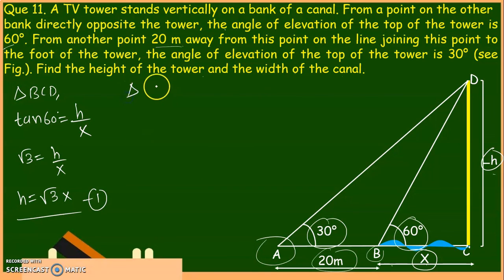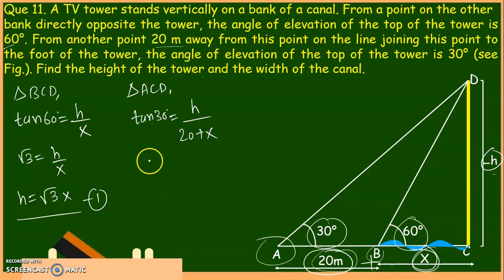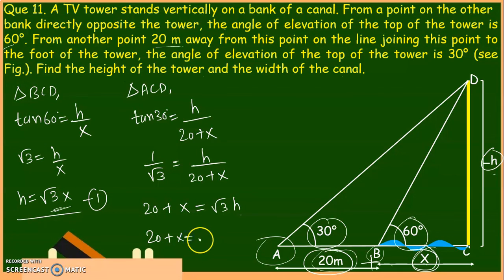And now consider the another triangle, that is ACD. In this triangle, you can say tan 30 degree will be equal to opposite side, that is h, and adjacent side, that will be equal to 20 plus x. So tan 30 will be equal to 1 by root 3 is equal to h divided by 20 plus x. If we do the cross multiplication, you will get 20 plus x is equal to root 3h. And here in place of h, we can put root 3x from equation number 1. So you will get 20 plus x will be equal to root 3 multiplied by root 3x.